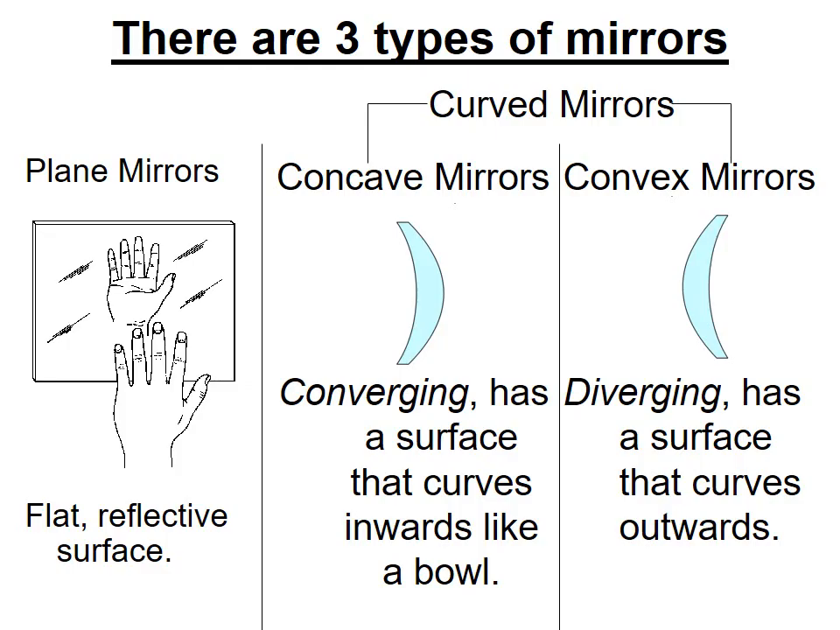So we just finished looking at concave mirrors, which are converging mirrors. Now we're going to take a quick look at convex mirrors. They're actually a little bit easier because they only really have one case that gives you the same image characteristics all the time, in a similar fashion to plane mirrors.